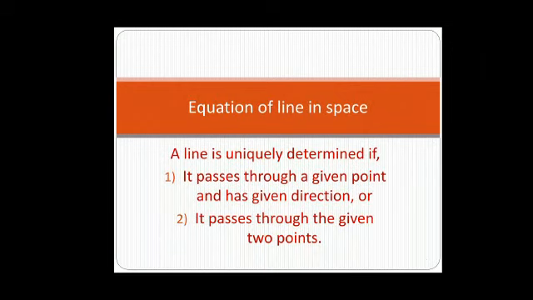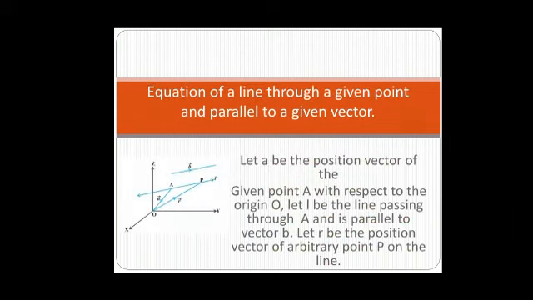Now let us come to the topic equation of line in space. In three-dimensional space, a line is said to be uniquely determined if it passes through a given point and has a given direction, or it passes through the given 2 points. Now let us see the equation of a line through a given point and parallel to the given vector.